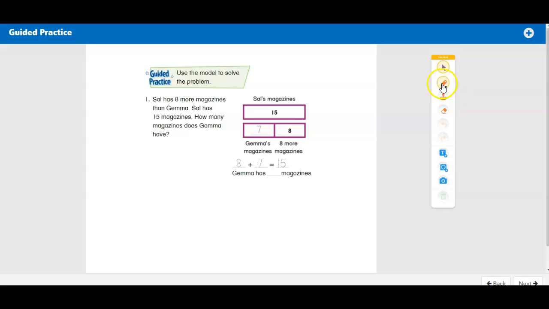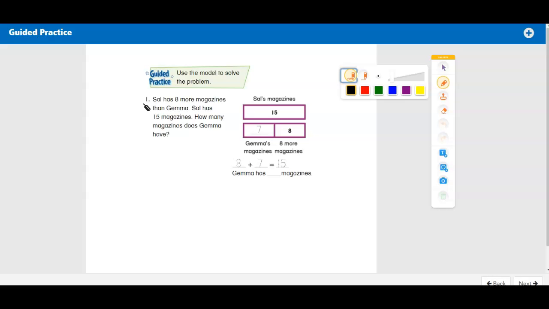All right, my friends, now let's do our guided practice together. We're still on page 234 in our workbook. Our guided practice says use the model to solve the problem. So the model we see here is a lot like our part-whole chart that we were working with a few weeks ago. Our problem says Sal has 8 more magazines than Gemma. Sal has 15 magazines. How many magazines does Gemma have?